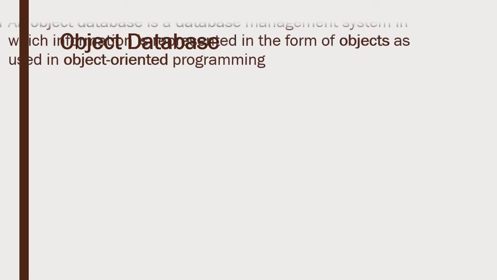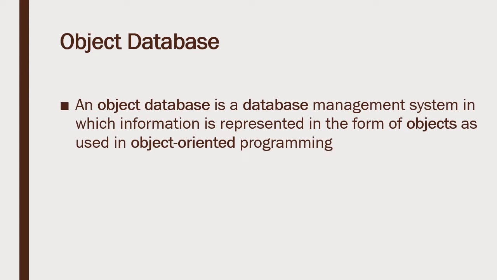Object database. This database uses the object concept. An object database is a database management system in which information is represented in the form of objects as used in object-oriented programming. Basically, this model is used in OOPS, object-oriented programming languages, for example, Java, C++, .NET. So there will be the concept of class, object, method, data members.